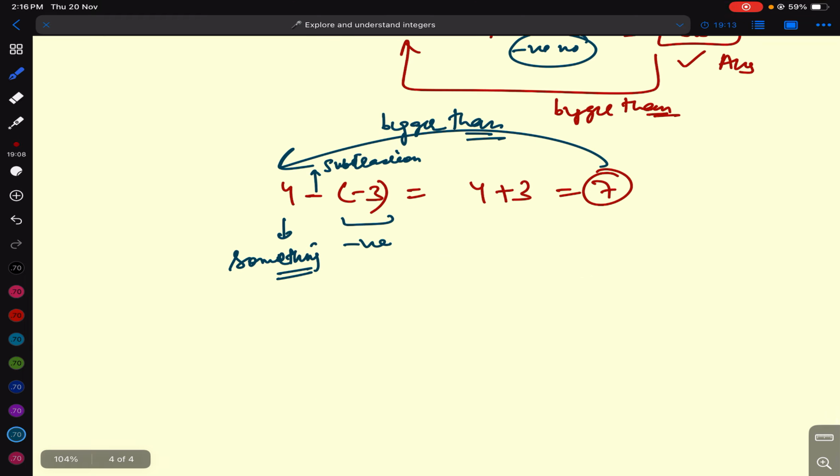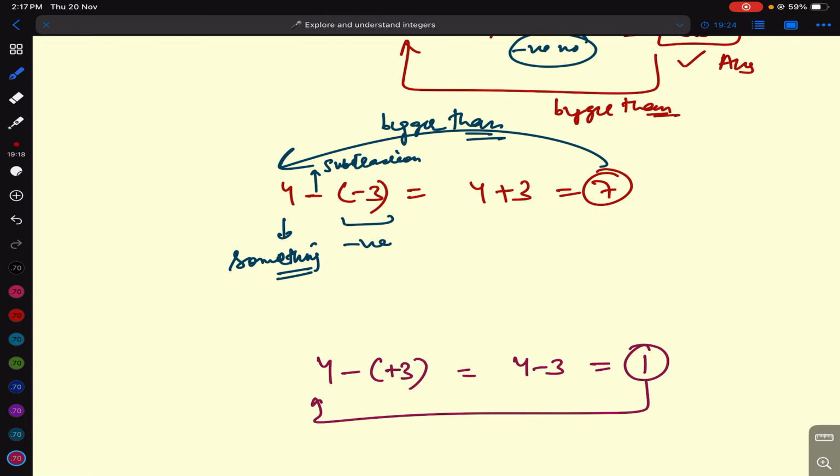Okay, but what would have been the situation? Let's say if this was something like this, then it would have been a normal subtraction, which is 4 minus 3, and that would have given you 1. Now this is smaller than the given number, or you can say smaller than the something that we had, which is 4. Okay, so now the situation is different.